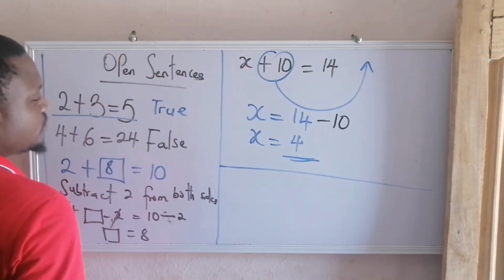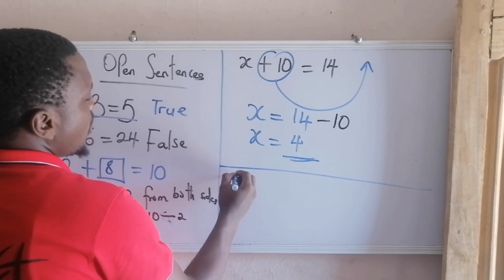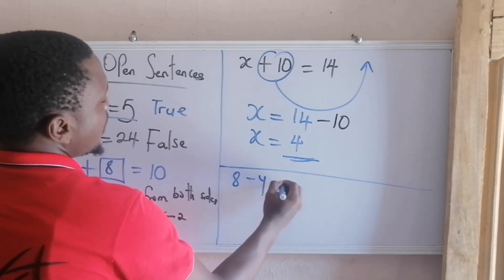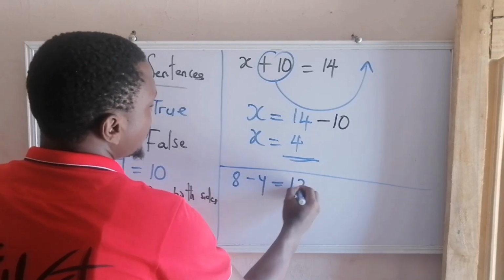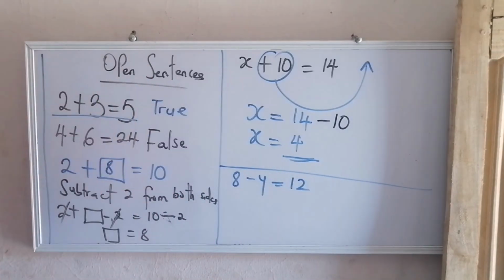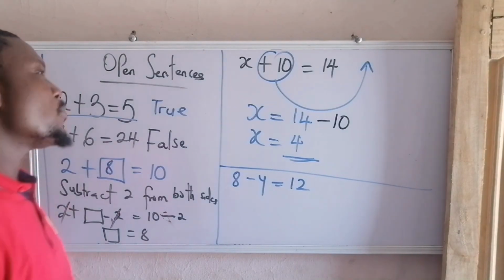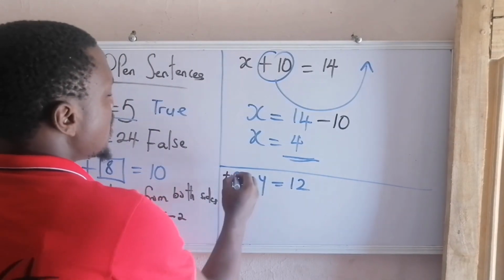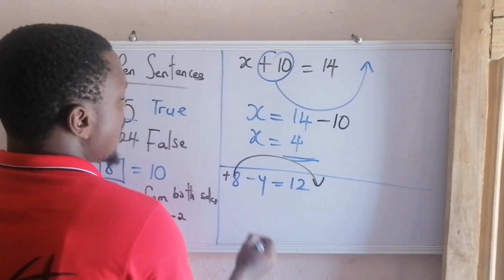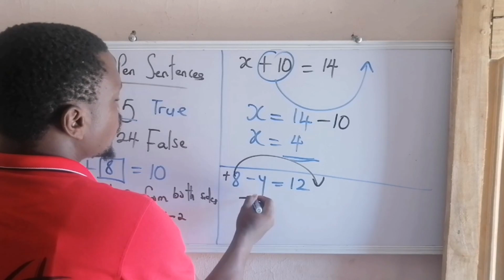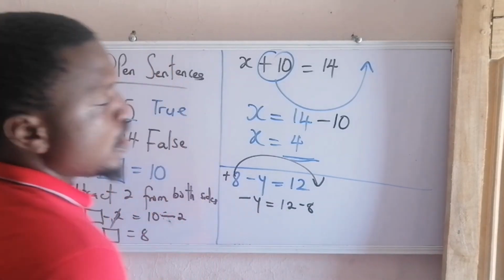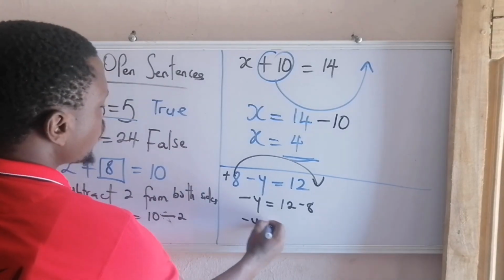Now, the last question under this class is this. Let us have 8 minus y equals to 12. How do you solve this kind of question? Now, you look at it and say, let's move it. We can move it. Yes, we can. Because this 8 is having plus. If I take this to this side, I will have minus y equals to 12 minus 8. So minus y equals to what is 12 minus 8?